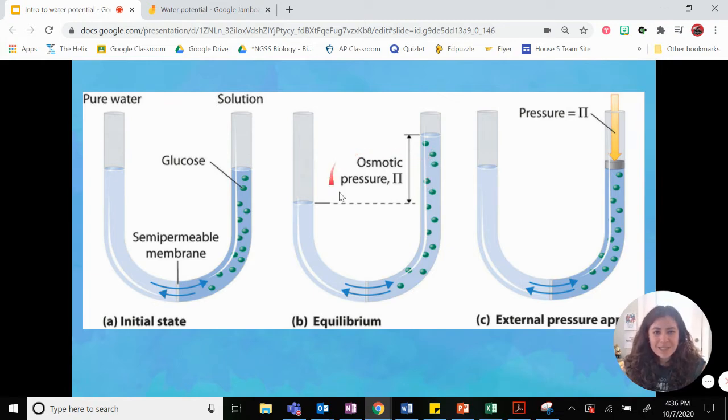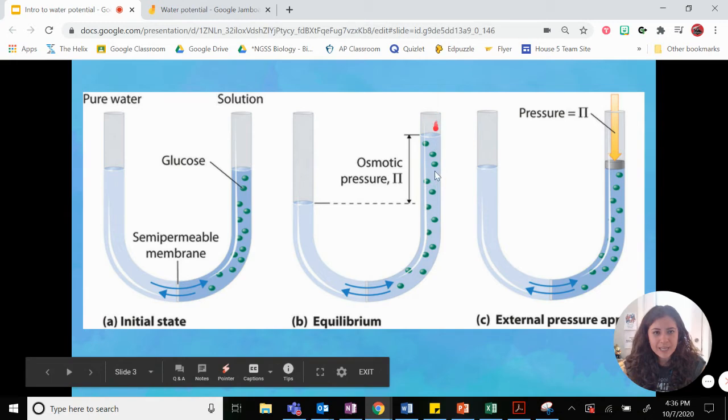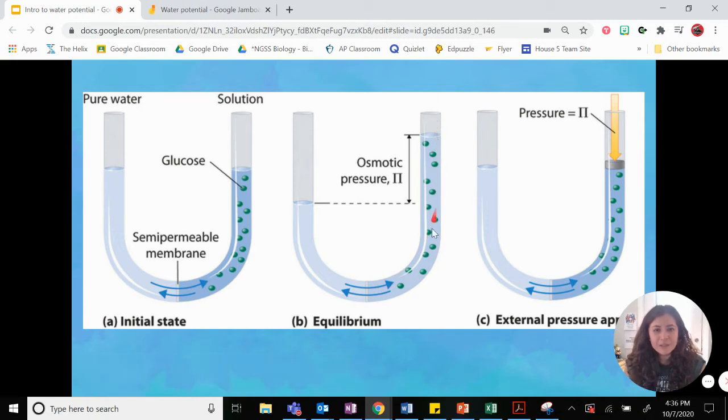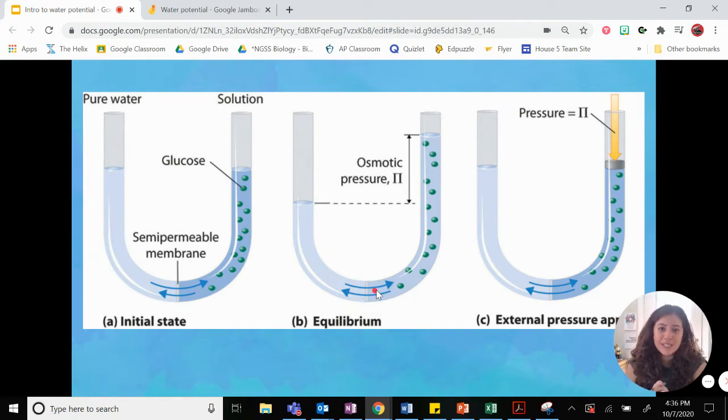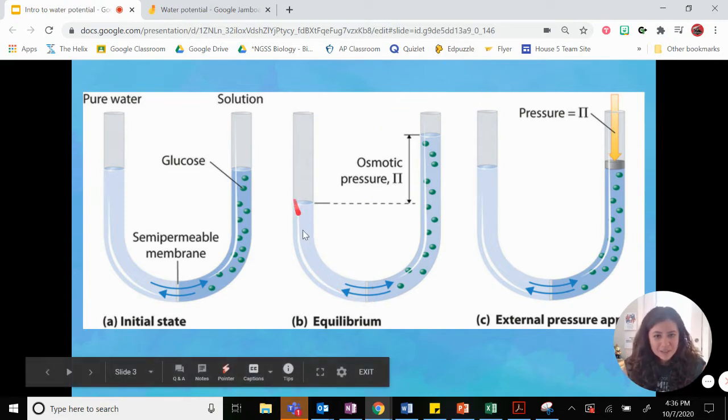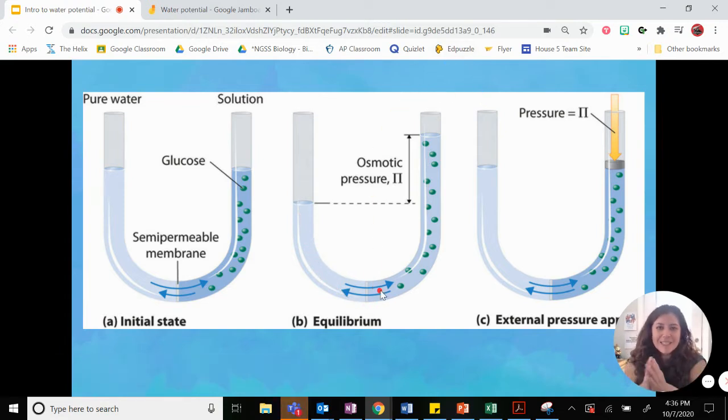At the same time, it says osmotic pressure here because you can imagine there's more water on this side of the tube now. So there's like literally more weight pushing against this little tiny membrane. So there's actually pressure being pushed against that membrane. And that's what this means by this osmotic pressure. That's why it's not like the water's going to keep going forever until it like spills out. It'll stop eventually because it's having to fight against that pressure.